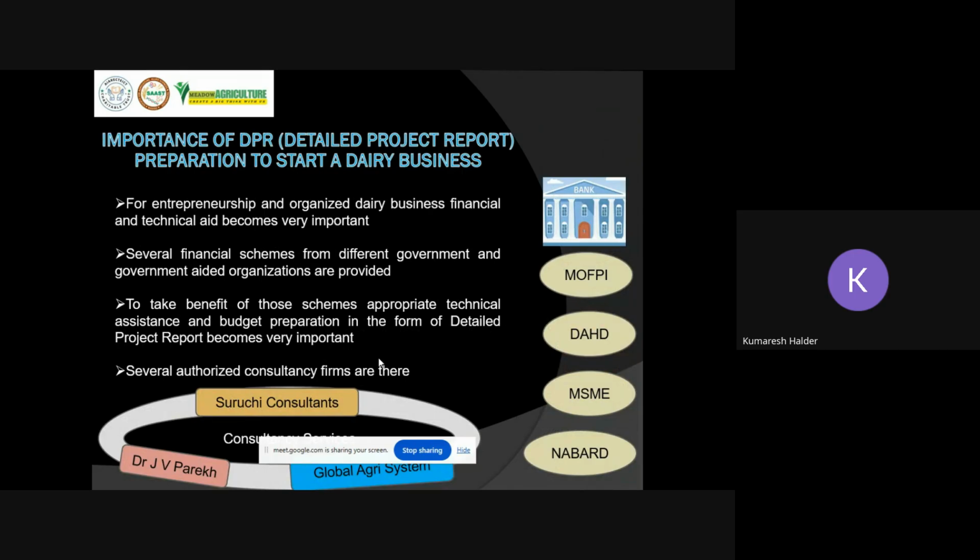Now you see what is important. As I was telling at the beginning, what is the importance of a DPR, detailed project report preparation, to start a dairy business? The importance is, if you want to get help from financial institutions like banks or funding agencies like MOFPI, DAHD, MSME, NABARD, you need to have some report in terms of data on what you actually want. They should have some idea, so you should have some background in the form of a paper.